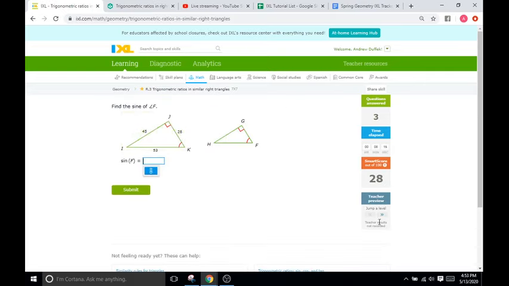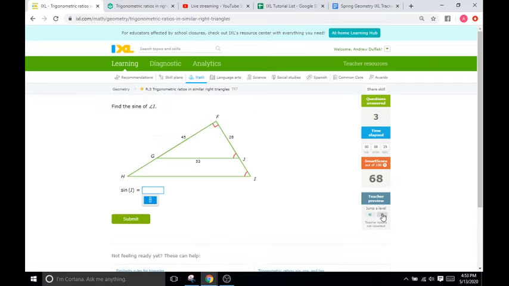I'm going to skip a couple levels. I think you get the idea, and I did one of each of the ratios. Don't be fooled by something like this. These two are definitely going to be similar triangles. It's going to ask you to find I right here. That just means J is going to be the corresponding angle, and so on and so forth.